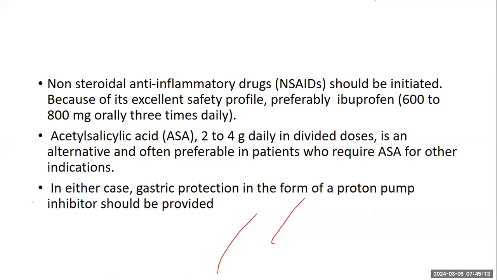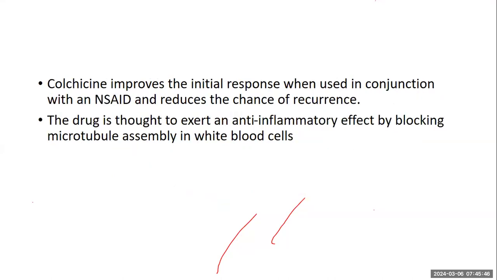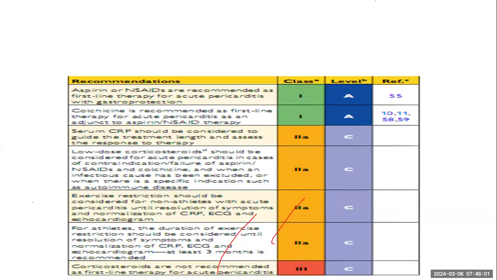Yes, in terms of treatment, NSAIDs are actually first line, and they are beneficial. They have an excellent profile, and most of the time we use very high doses, like ibuprofen 600 milligrams three times a day. You can also use aspirin, but in very high dose, not the one we give for stroke prevention. 2 to 4 grams daily in divided doses is an alternative. But because we're using very high doses of NSAIDs, the recommendation is that we should cover with a proton pump inhibitor to prevent gastric ulcer. Then colchicine is also very important and improves initial response when used in conjunction with NSAIDs, and reduces the chance of recurrence. The drug exerts its anti-inflammatory effect by blocking microtubule assembly in the white blood cells, and it's important to give it for a long term to prevent recurrence.